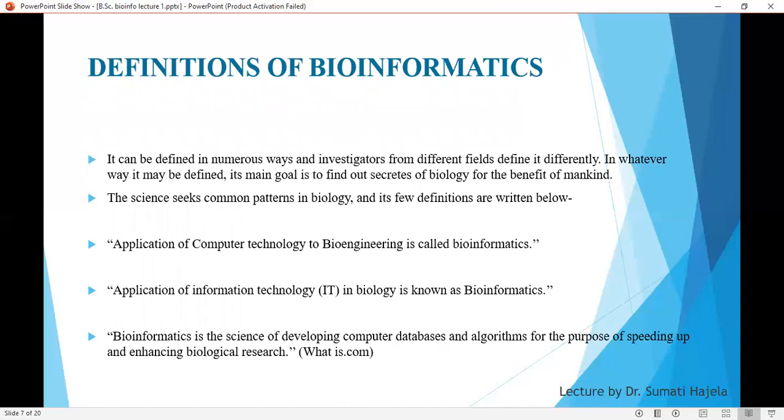Now, definitions of bioinformatics. Since so many disciplines are involved in one discipline or one science, which is known as bioinformatics, various workers from various fields defined it according to their involvement. A few definitions are given here. For example, application of computer technology to bioengineering is called bioinformatics. Application of information technology in biology is known as bioinformatics. What-is.com defines it like this: bioinformatics is the science of developing computer databases and algorithms for the purpose of speeding up and enhancing biological research.